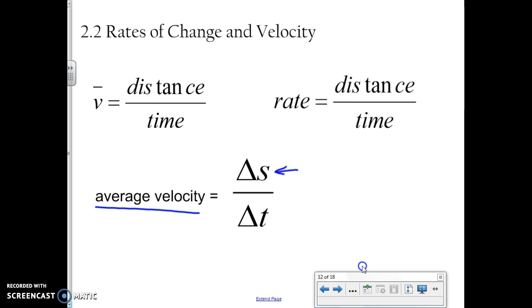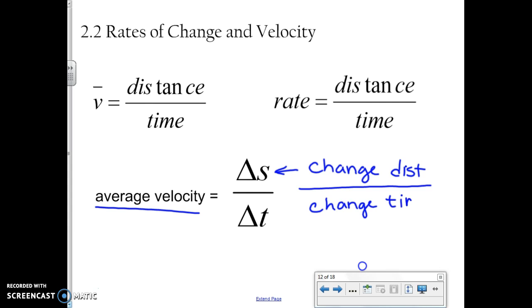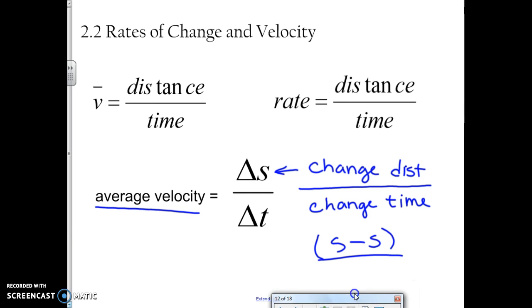So S is your position function, it's where you're sitting. And delta means change. So this is your change in distance over, and then delta again is change. So this is the change in time. Okay, so seriously, change in distance over change in time. What that is saying is we're looking at S minus S, the distance things, over T minus T. Well, what's that look like? That hopefully looks a little bit like slope, which would be y minus y over x minus x.